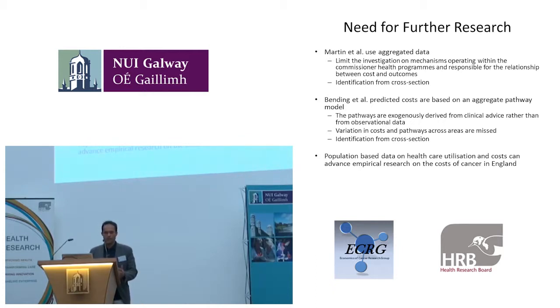In Bending et al., the predicted cost is based on aggregate pathways. And the pathway model is actually derived through clinical advice rather than being observed from the data. And so we miss all the variation in cost that is generated by variation in pathways through different areas. And also the identification is obtained in a cross-section of data. So in this context, I think the availability of population-based data on healthcare utilization and cost can dramatically advance the empirical research on the cost of cancer care.